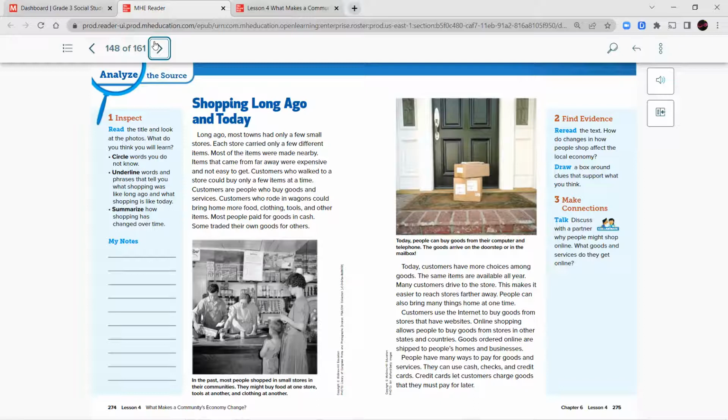Online shopping allows people to buy goods from stores in other states and countries. Goods ordered online are shipped to people's homes and businesses. People have many ways to pay for goods and services. They can use cash, checks, and credit cards. Credit cards let customers charge goods that they must pay for later.